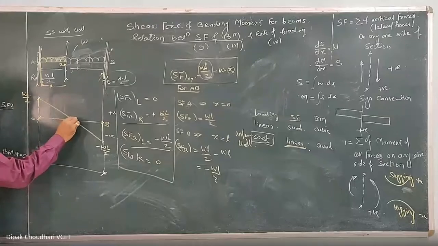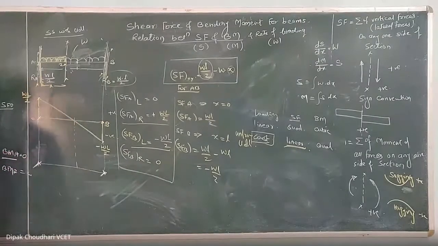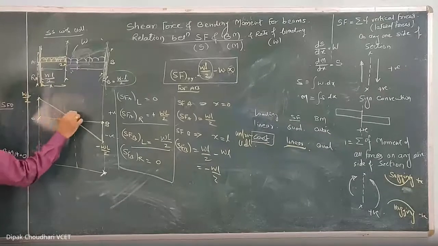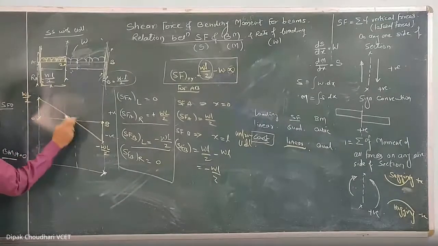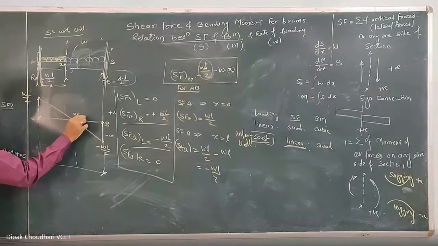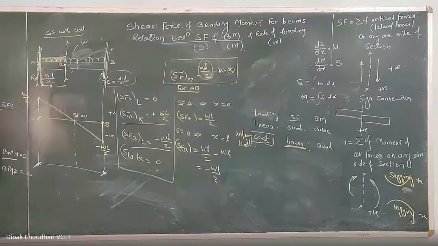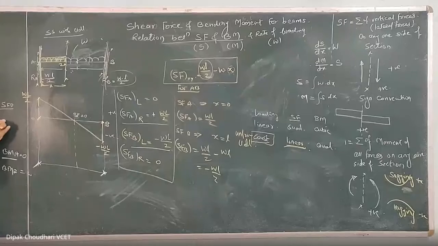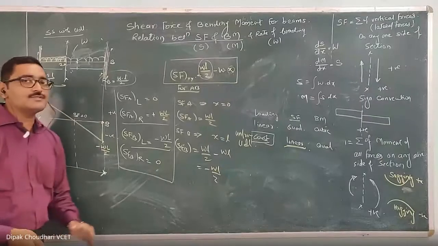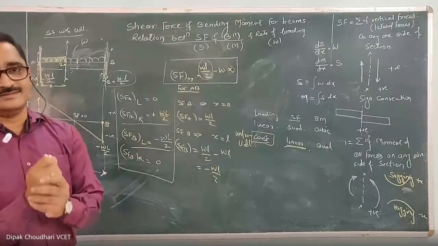ये intermediate point पे आप निकाल सकते हैं bending moment. Yeah, this point is very important. Here you can observe that the shear force diagram changes its sign from positive to negative. This point is known as the point of zero shear. इसको क्या बोलते हैं? Point of zero shear. Point of zero shear means it is the point where the shear force diagram changes its sign.